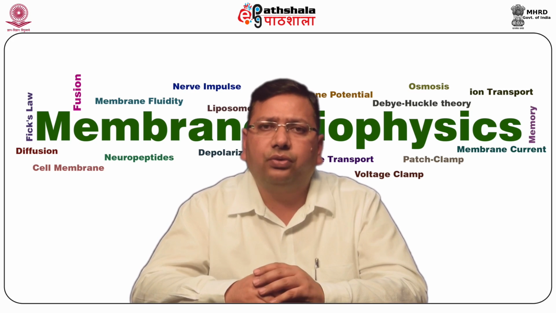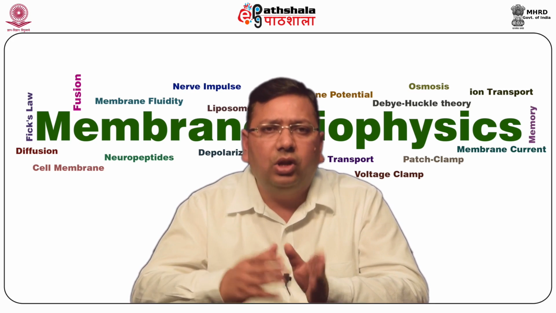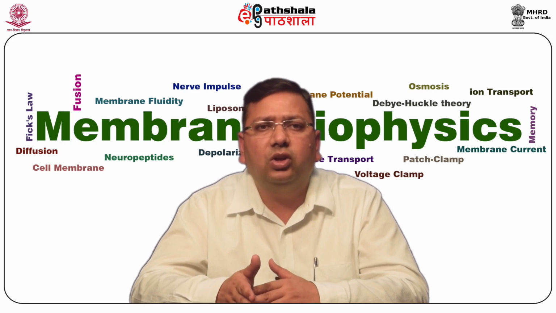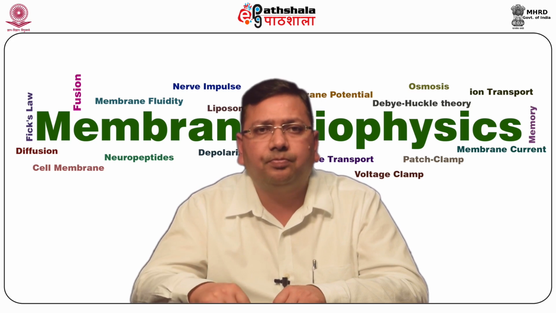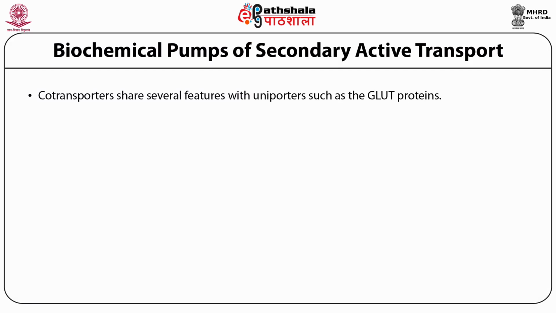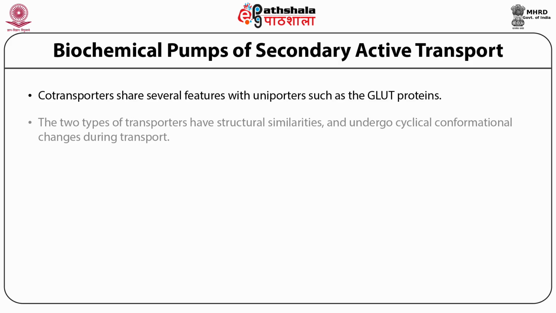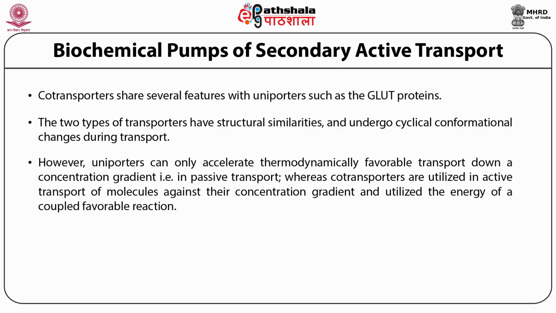An important feature of such co-transport is that neither molecule can move alone. Movement of both molecules together is obligatory or coupled. This kind of transport process is referred to as secondary active transport. Co-transporters share several features with uniporters such as the GLUT proteins. These two different types of transporters have structural similarities and undergo cyclical conformation changes during transport. However, uniports can only accelerate thermodynamically favorable transport down a concentration gradient, that is, passive transport, whereas co-transporters are utilized in active transport of molecules against their concentration gradient and utilize the energy of a coupled favorable reaction.